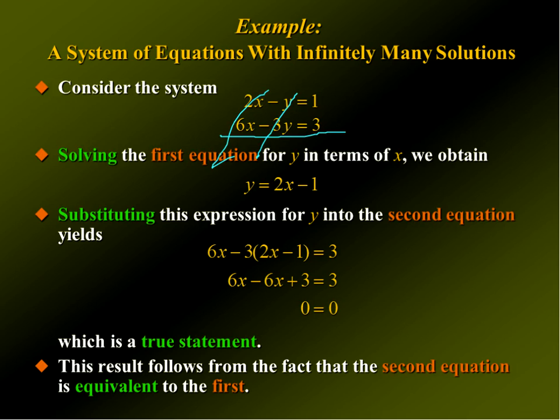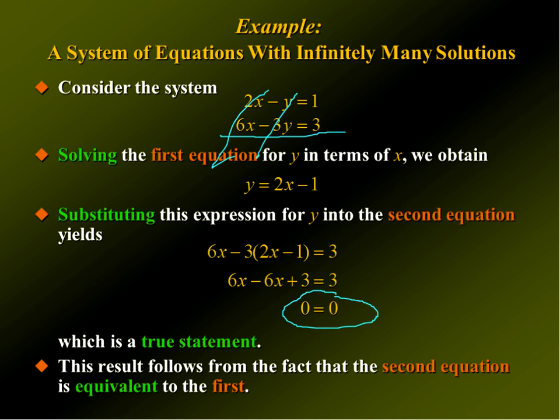So we observe: solving the first equation for y in terms of x, we obtain this, and substitute this into the other. So we obtain 0 equals 0. This is the value we obtain, which is a true statement, 0 equals 0. So we don't get anything.